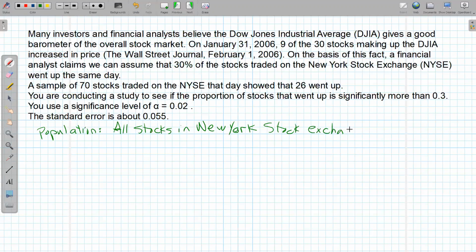What am I trying to measure here? That's the parameter of the population. I'm trying to find the proportion that increased in price.